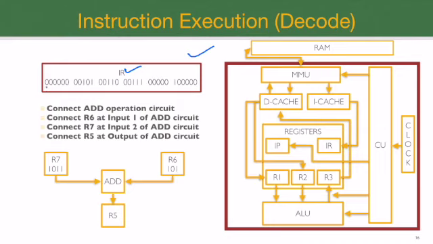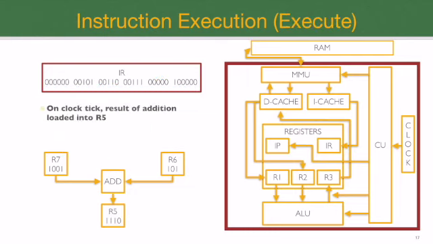So it will see these bits. From here, it will conclude that it is an R type instruction. Then it will look at this portion and decide that this is an add operation, so the add circuit needs to be turned on. Then it ignores this portion, and sees that this is register number 7, this is register number 6, and this is register number 5. So on the input side, connect registers 7 and 6. On the output side of the add circuit, connect register 5. And then on the next clock tick, this instruction will get executed.